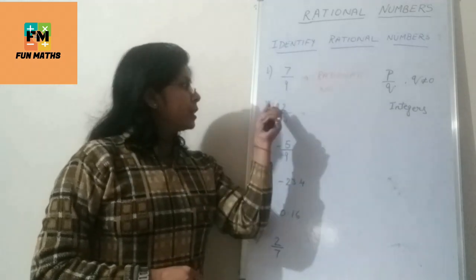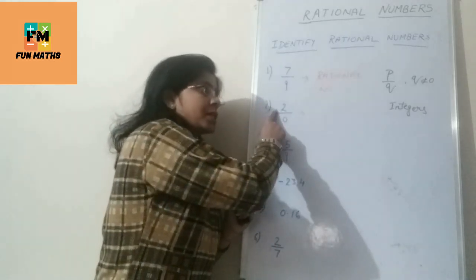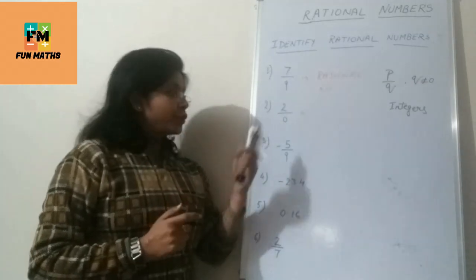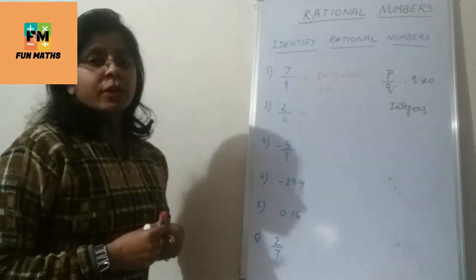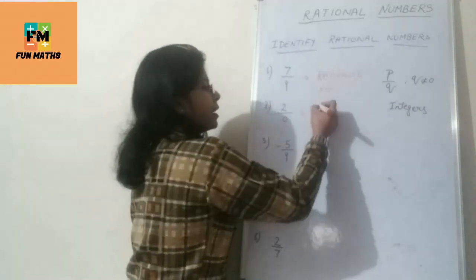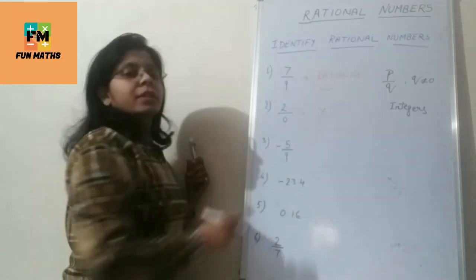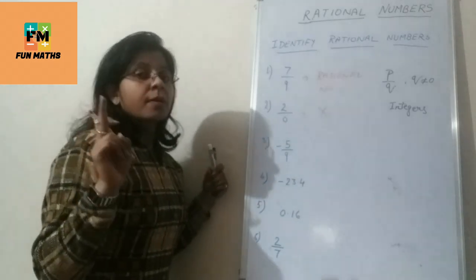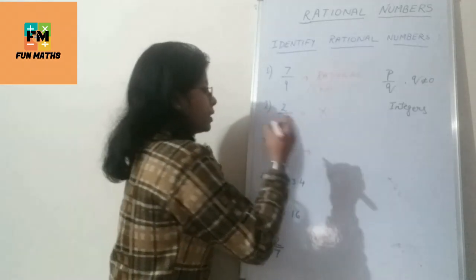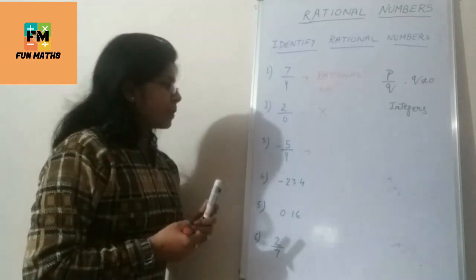Now let's check the second number, which is 2 upon 0. Here if you see 2, which is the numerator, this 2 as p is an integer, right? Now let's come to the q part. Q is 0 and we have the property of rational numbers that q should not be equal to 0. So here we can say it is not a rational number, right? Why? Because here the q is 0 and in a rational number, please remember q should not be equal to 0. Let's check the third one.